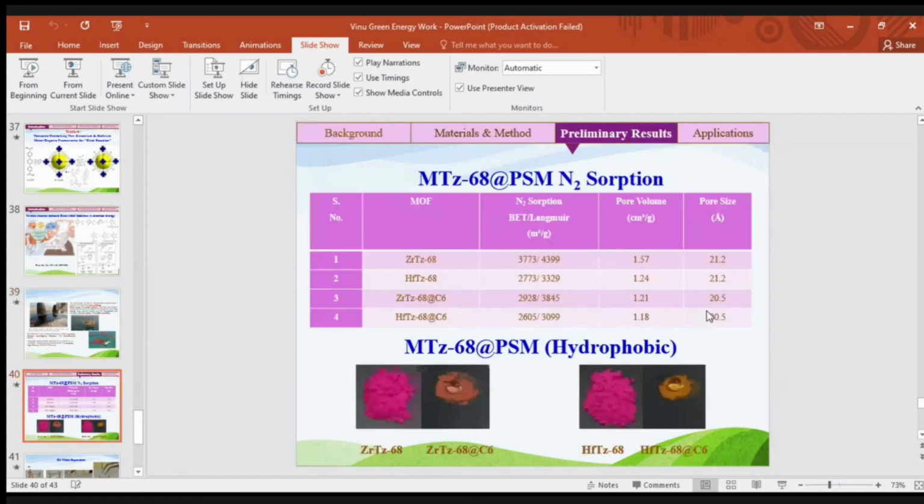You can see here, this is the normal MOF material, the zirconium and hafnium. When you use the post-synthetic modification, that is C6 or C18, here we use the C6, so it will form hydrophobic in nature. Even after post-synthetic modification, it is not going to reduce the surface area and porosity that much, it should be very little. That means the MOF is highly stable after post-synthetic modification.